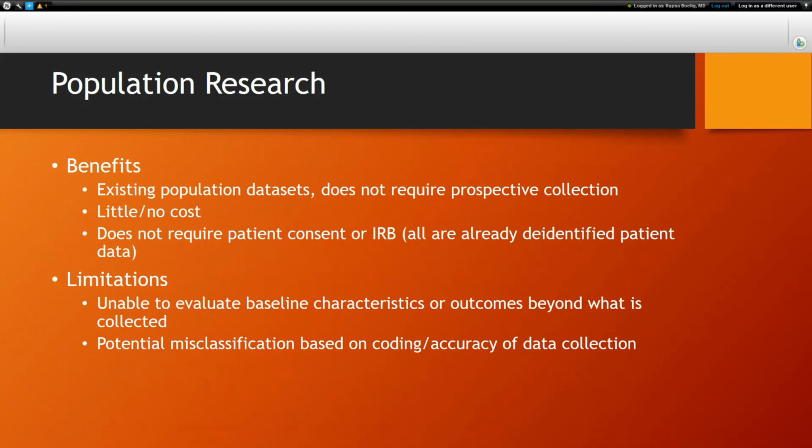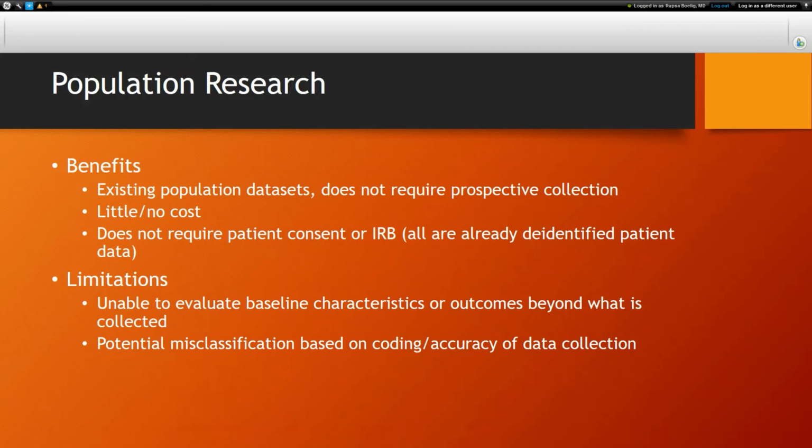The limitations are that you're not able to evaluate baseline characteristics or outcomes beyond what has already been collected. So these are established sets of de-identified data, and you get what you get. And along those lines, there's always potential misclassification based on coding. This is really important when you're looking at timing and looking at things like maternal mortality, because that might have been defined differently in 1990 than it was in 2010. So those are things that you need to think about.